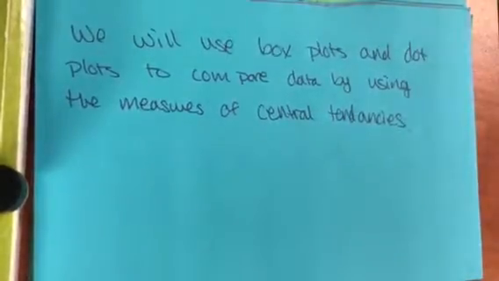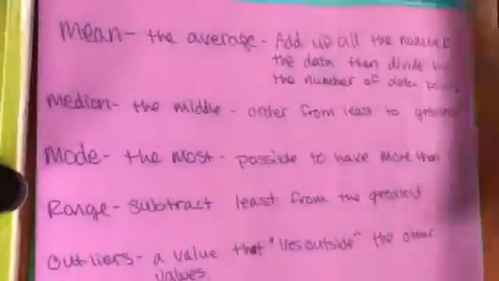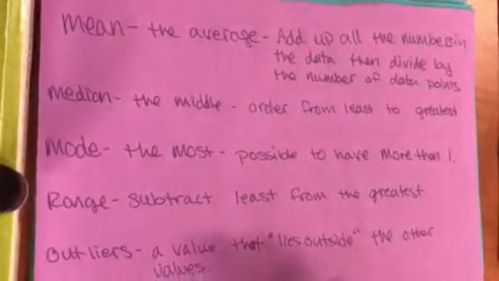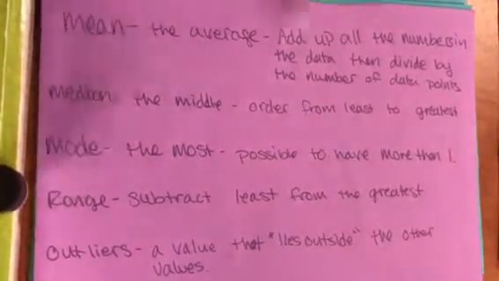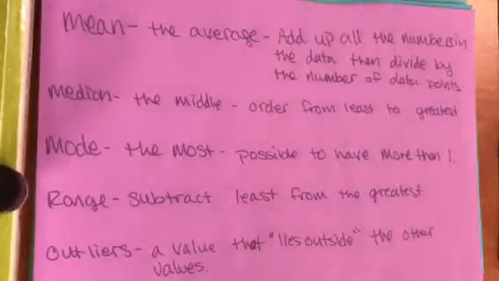What are the measures of central tendency? Mean, median, mode. Is range part of it? I don't think range is part of it. It might be, it's called something else. I'll look it up. The range comes into play when we do the interquartile range and stuff like that. You have to know what it means.